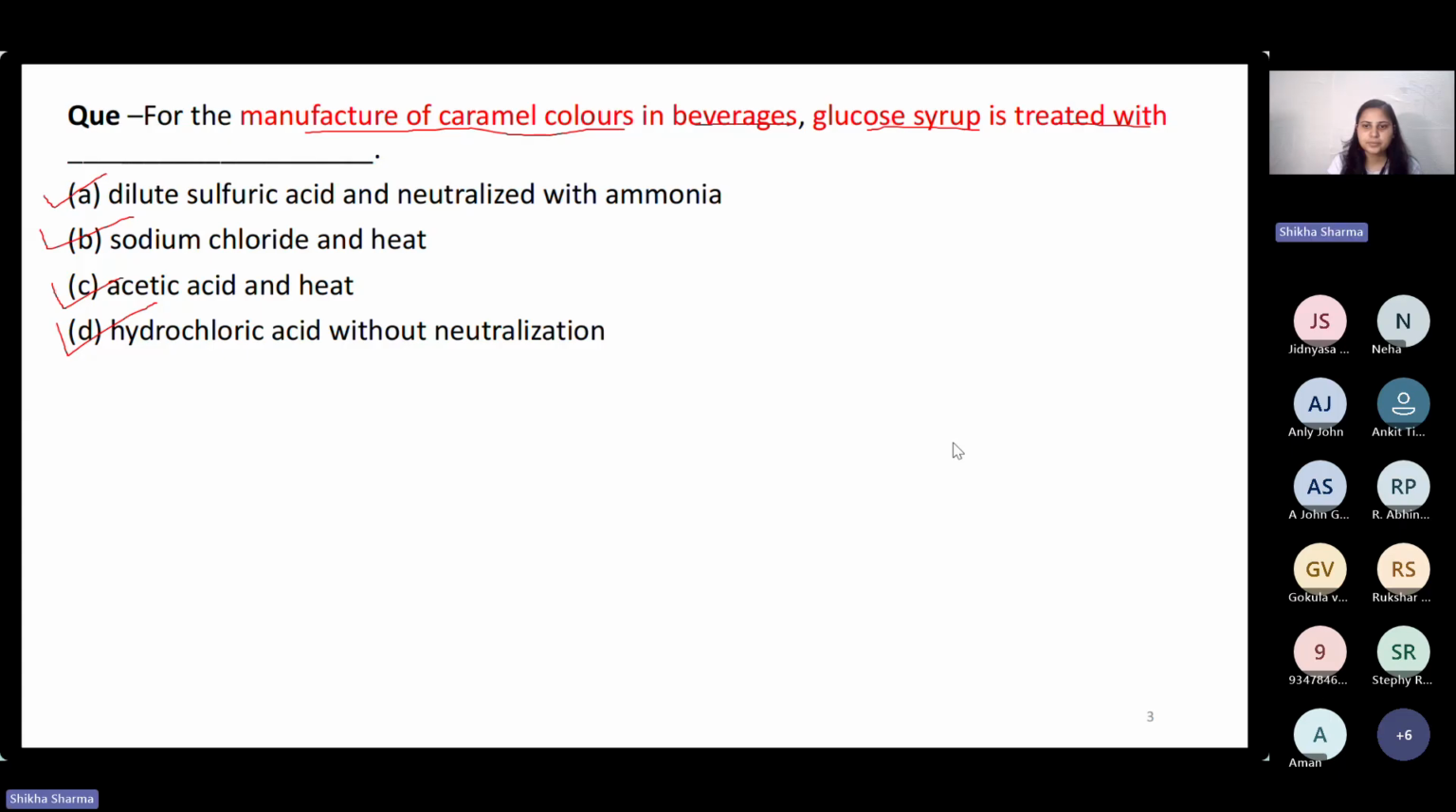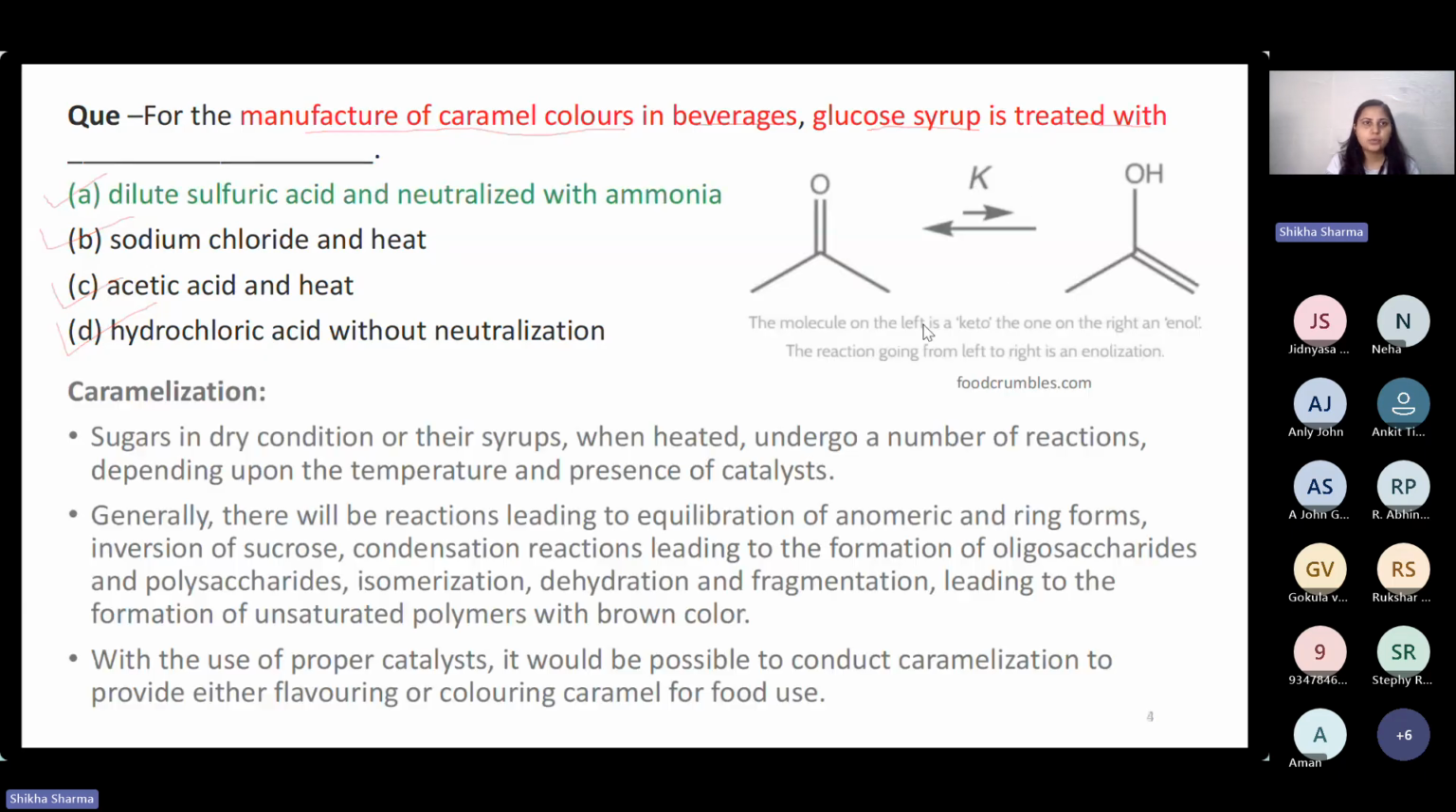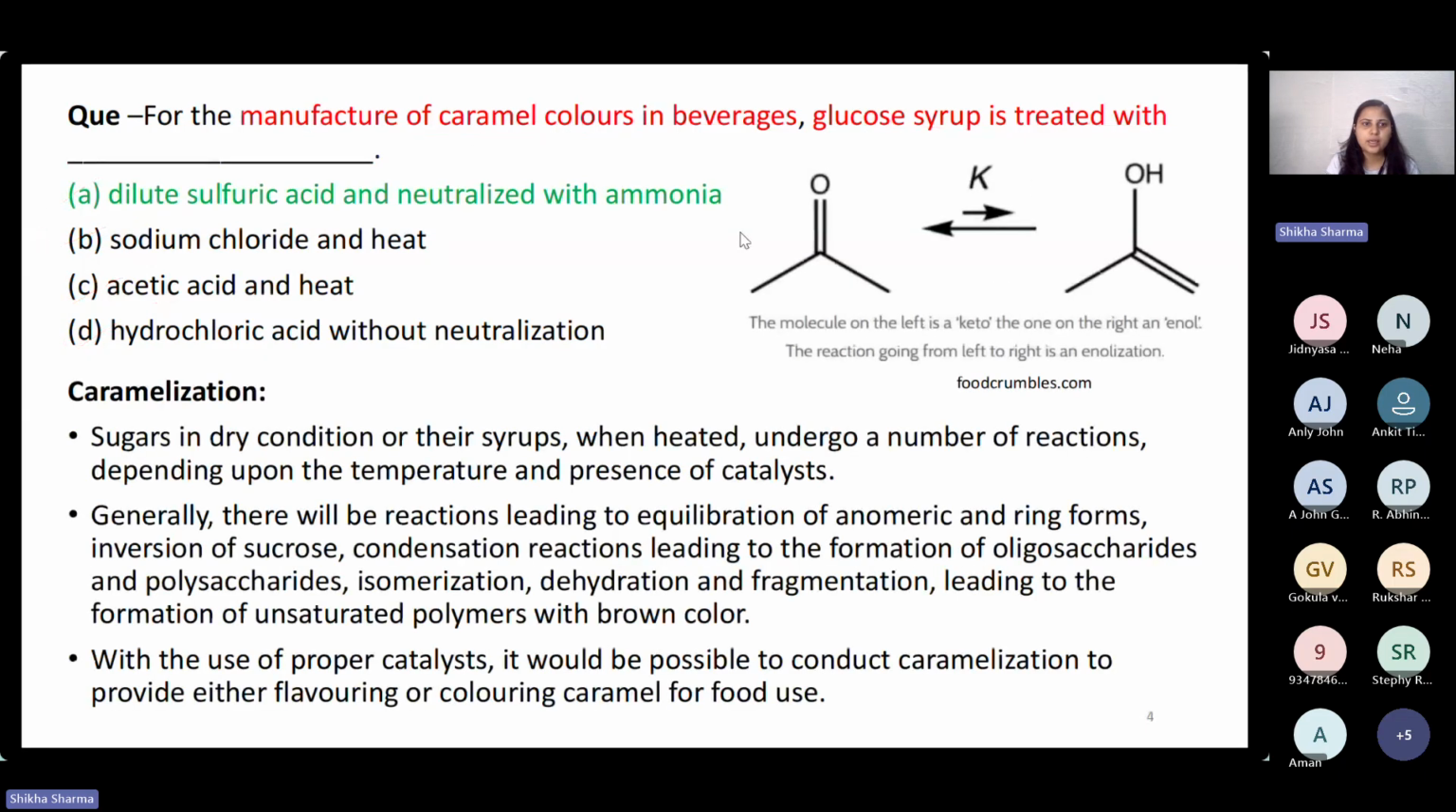Rama Govind is saying A, which is dilute sulfuric acid and neutralized with ammonia. Okay, let's see. So this type of reaction is basically the caramelization reaction, where we are using the sugar in dry conditions, or we are using their syrups.